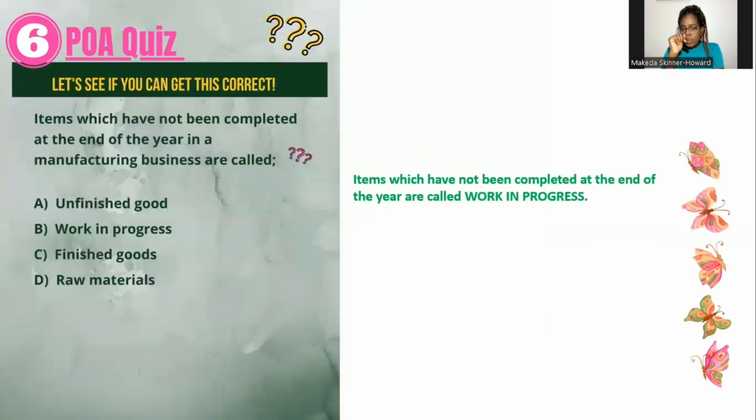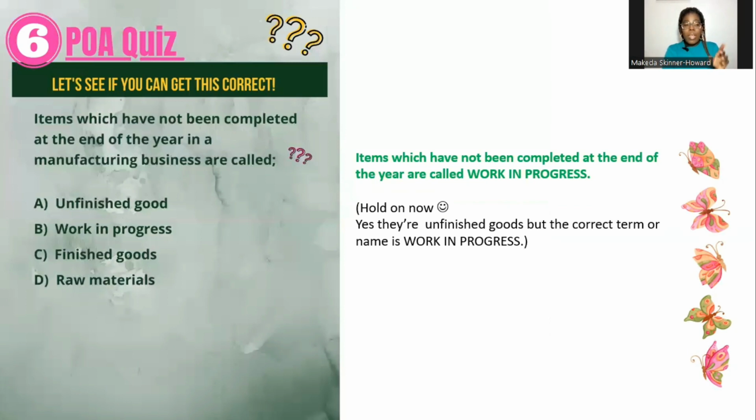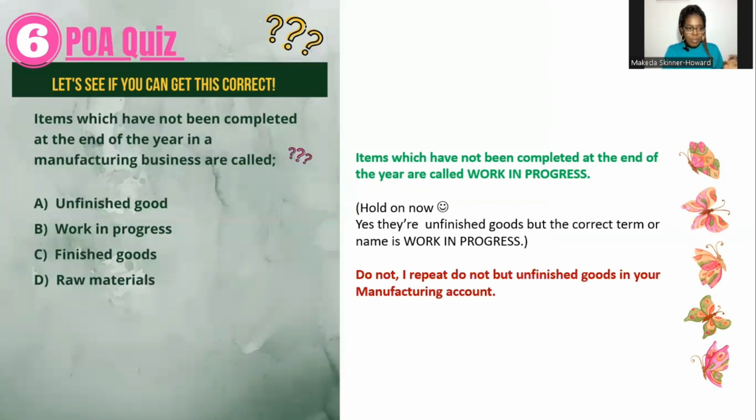Well, the items which have not been completed at the end of the year in a manufacturing business are called work in progress, not unfinished goods. Hold on now. Yes, they're unfinished goods, but the correct term or name is work in progress. Please do not, I repeat, do not put unfinished goods in your manufacturing account, right? The correct term would be work in progress.